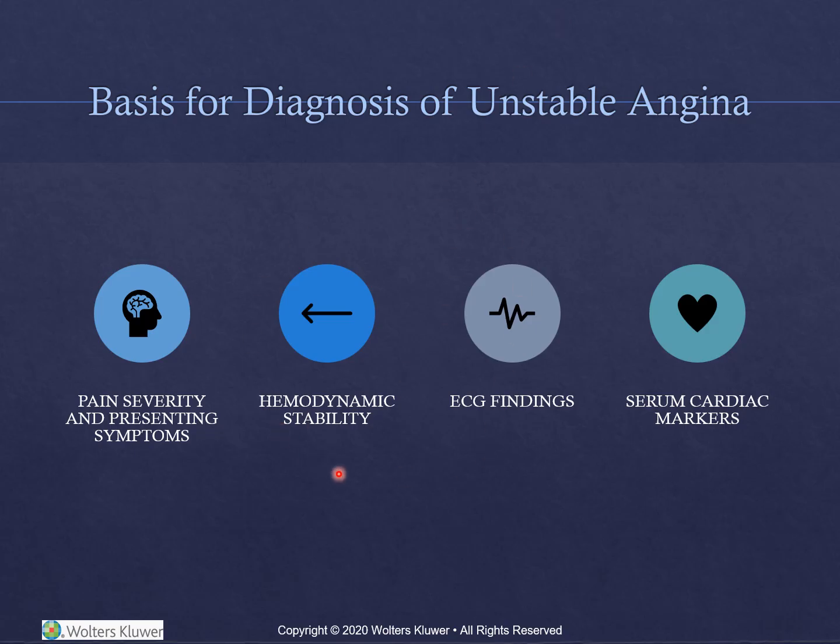Other things we might look for, hemodynamic instability. If someone is experiencing chest pain and they're experiencing significant alterations in their blood pressure or heart rate, that might be more concerning with unstable angina. A major piece of diagnostics during unstable angina is EKG findings, as well as serum cardiac markers. And so we're going to talk about both of those really important diagnostic tools in ACS.